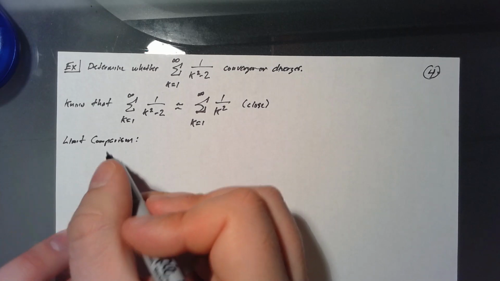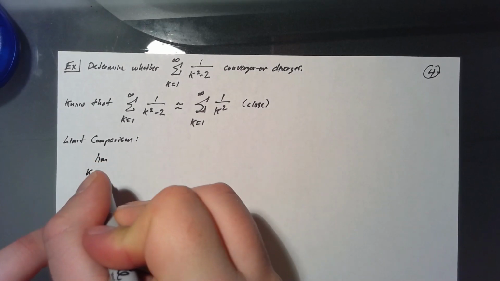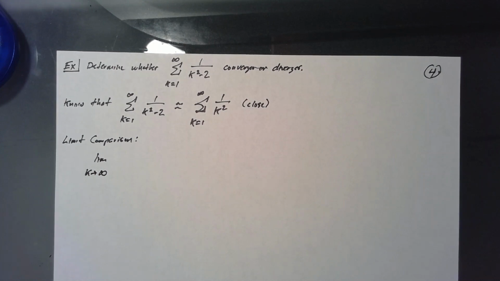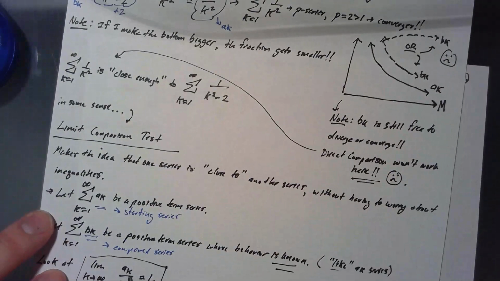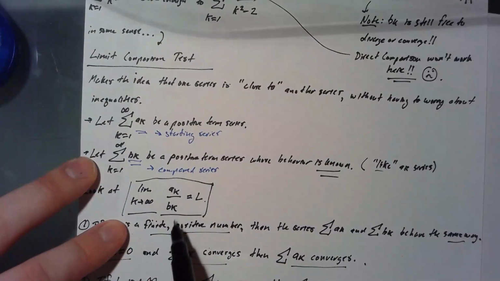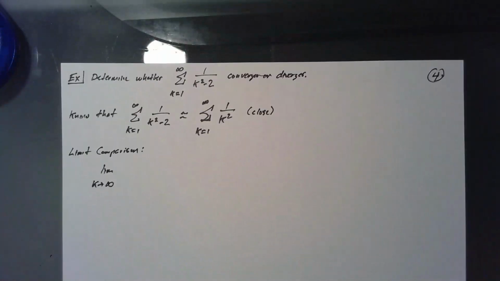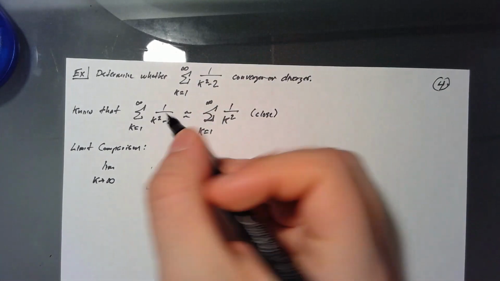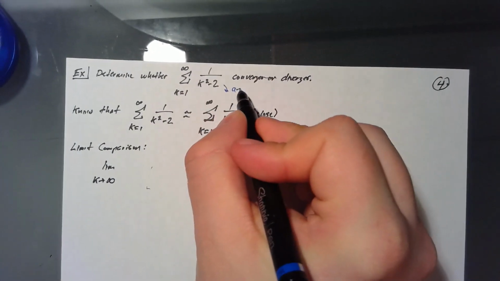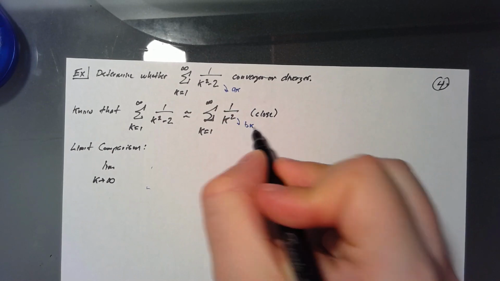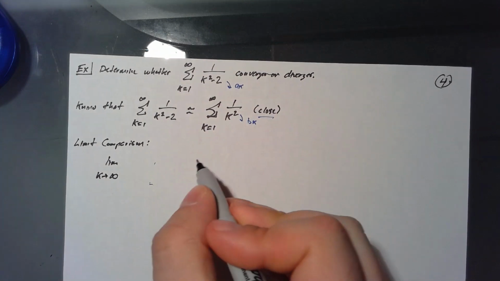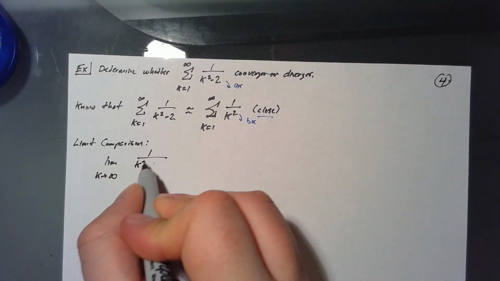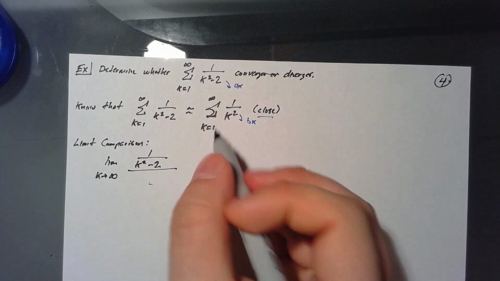So if I take the limit as k approaches infinity, if we look at the test, a of k is the one we started with, b of k is the one we're comparing it to. So this is a of k, and this is b of k. We take the limit of a of k over b of k. So that's going to be 1 over k squared minus 2 all over 1 over k squared.